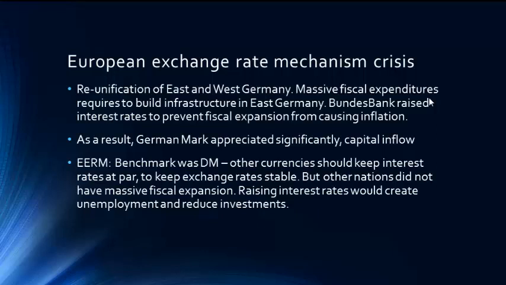So first of all, there was the reunification of East and West Germany after the Berlin Wall fell. East Germany was way behind West Germany in terms of infrastructure, and Germany made the promise to bring the standard of living in East Germany up to the same as West Germany. For that, massive investment was required in infrastructure in East Germany, and this meant hugely expansionary fiscal policy, right? And fiscal policy would have, according to the standard theories, caused inflation.